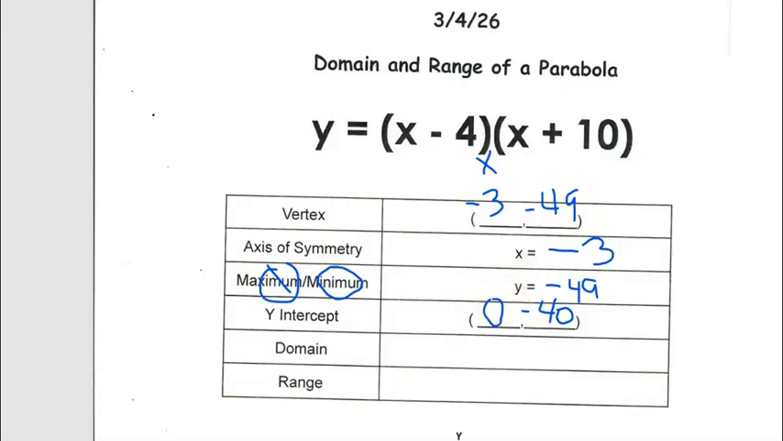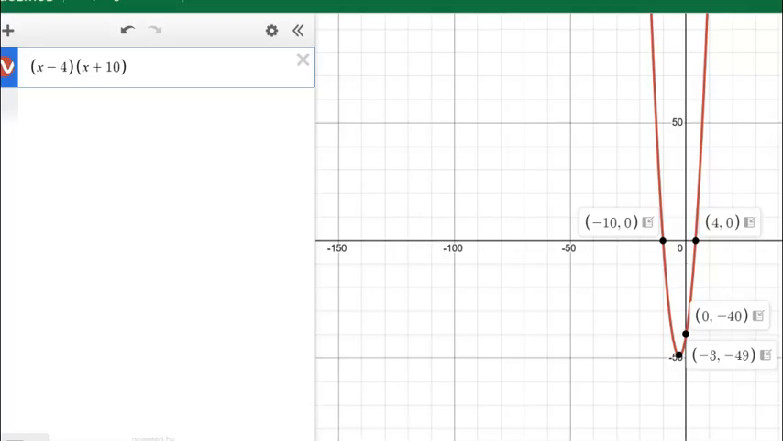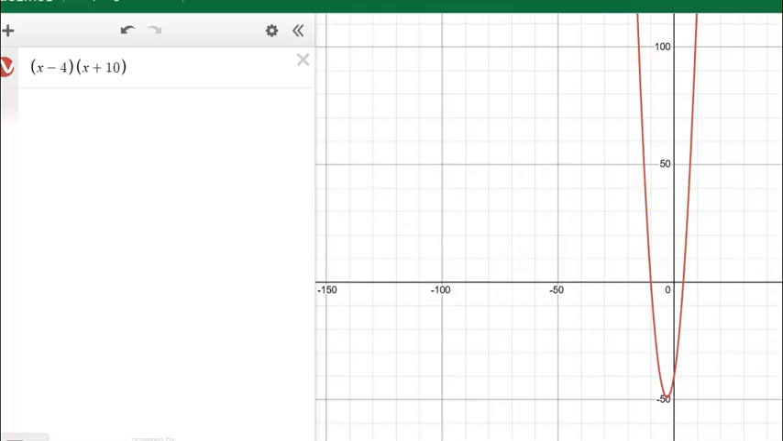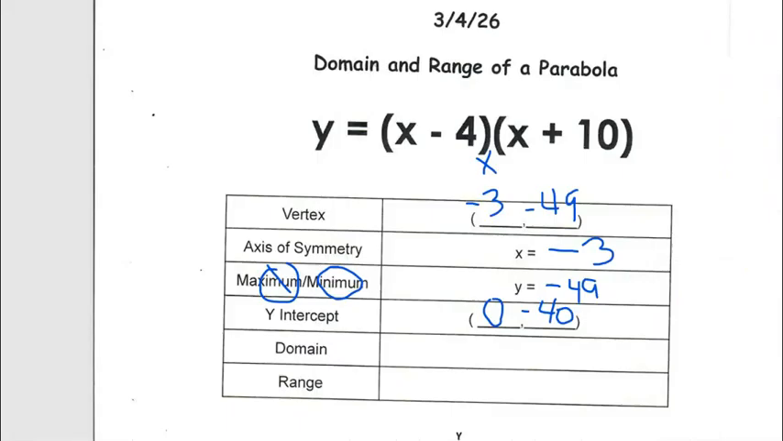Domain. Now remember now, domain is from left to right. So starting here, right, the domain. You're starting here and you're going to the right. And what we notice here is that it goes on forever. See how it goes on forever? So we're going to put all real numbers.